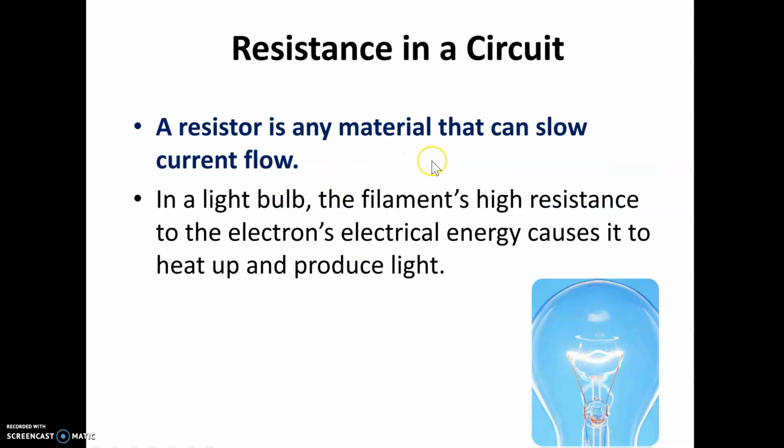A resistor is any material that can slow current flow. So in a light bulb, the filament's hot. This is a filament right here. You can barely see it, but it has high resistance, so it really slows down those electrons. And as it does, it uses the electrical energy and converts it into light energy. That's because the filament is made up of a very special type of metal that allows that to happen to create light.